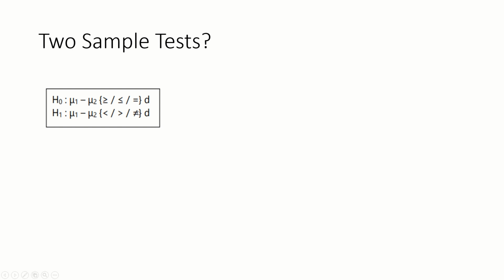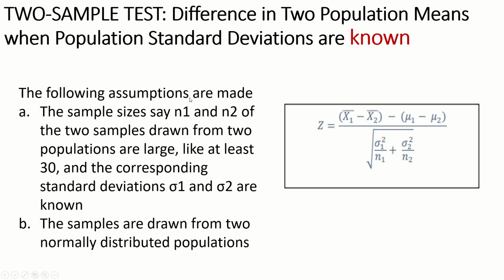Okay, and the reverse is true in case of the alternative hypothesis, that is called H1. So mu1 minus mu2 can be less than, or greater than, or not equal to. So this is called difference. Okay. So here is one example, a case that we are going to use. Let us understand the basis. Two sample test: difference in two population means when population standard deviations are known.